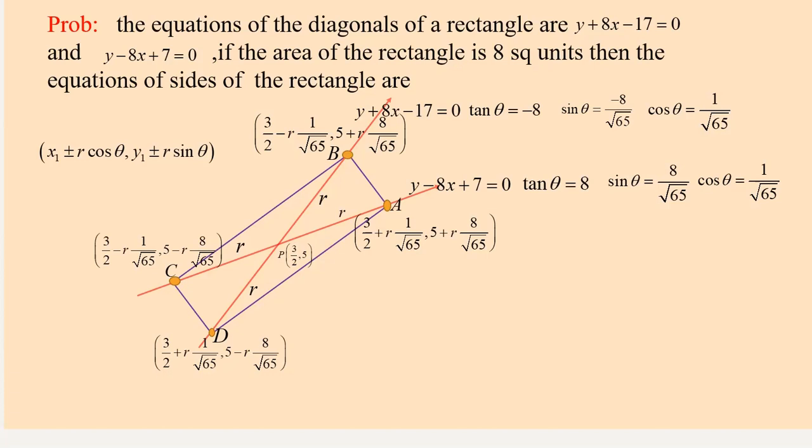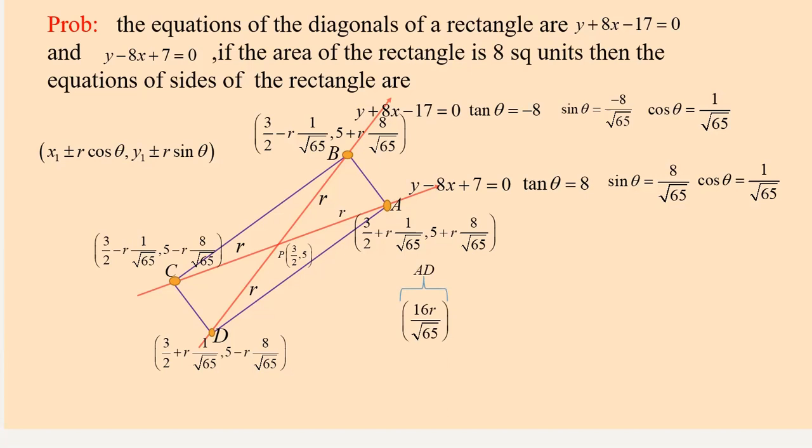Now the additional information is given that the area of the rectangle is 8 square units. Now let us calculate its area in terms of small r. The area of the rectangle is length into breadth. Here the length is nothing but AD. You observe the points A and D: their x coordinates are the same. Once x coordinates are the same, the difference between the y coordinates is exactly the distance between A and D. That is exactly the length. Therefore, AD length is 16r by root 65.